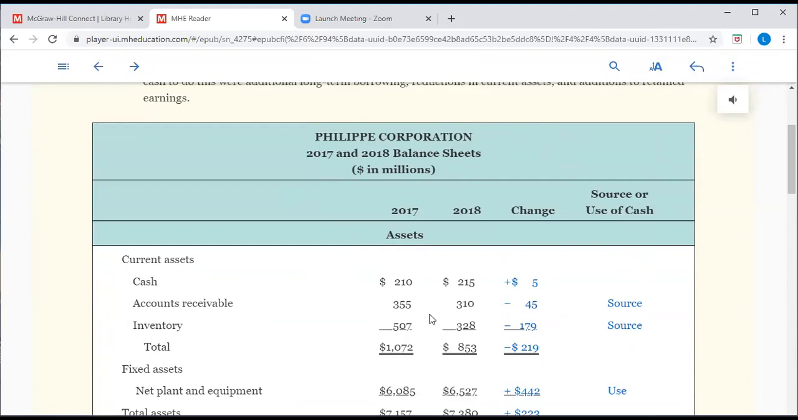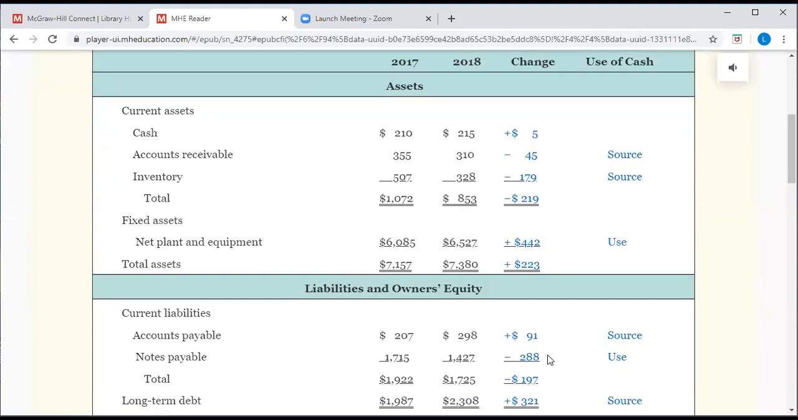First of all, accounts receivable. Don't worry about cash, because that's what we're trying to find out, right? Accounts receivable went down, so it decreased. So if you think of it, when would accounts receivable decrease? When we collect more money. So that's a source of cash. Inventory went down, so we didn't buy more inventory than we had at the beginning of the year. So that was a source of cash.